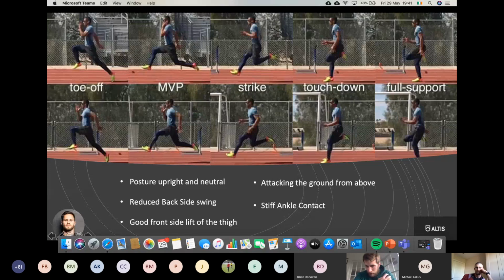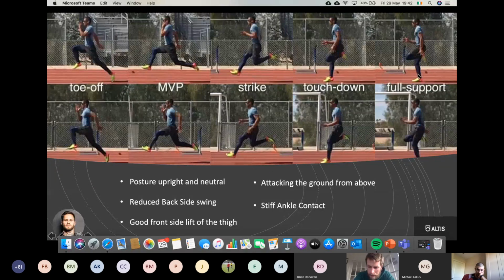As we move down, we want to attack the ground. Vertically, we want to attack the ground from high, like we said, underneath your hip. Not behind, so underneath your hip, underneath your center of mass. And then a stiff ankle.